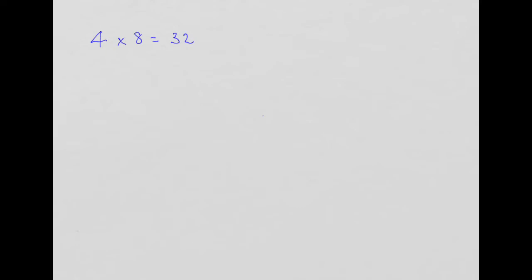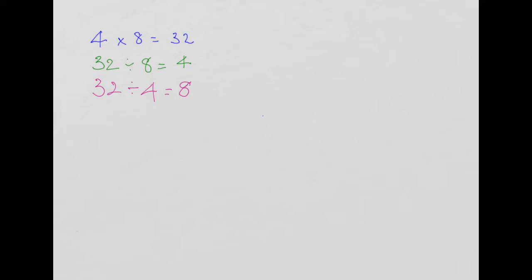This is a line from our 4 times table. 4 times 8 equals 32. What we can do with this is we can change it to say that 32 divided by 8 equals 4, or we can change that to 32 divided by 4 equals 8. And it turns out we can do this with any of our tables.